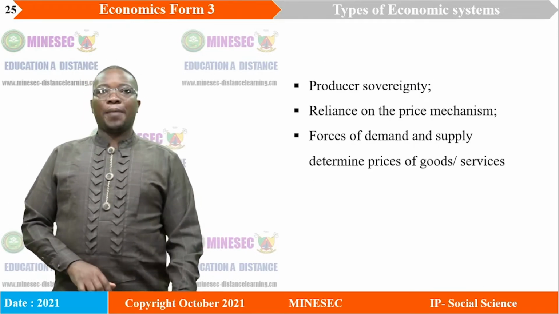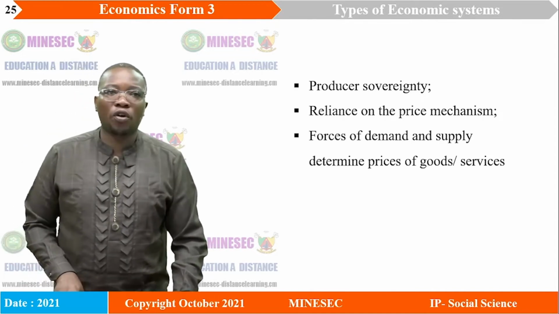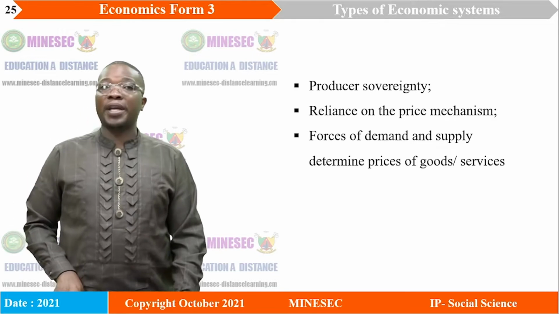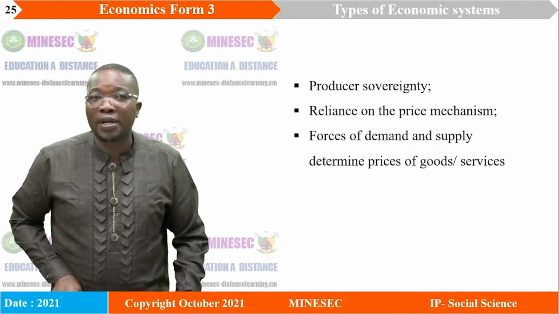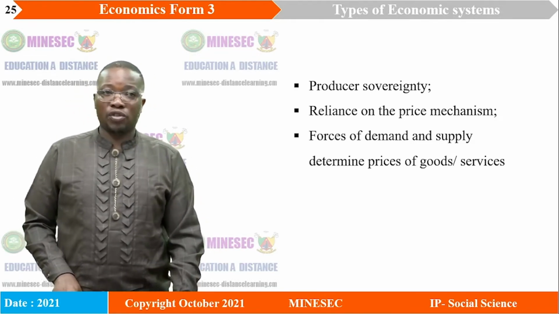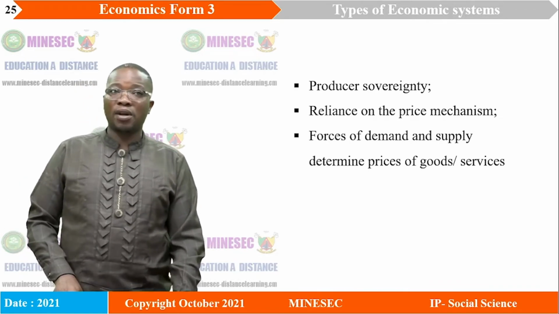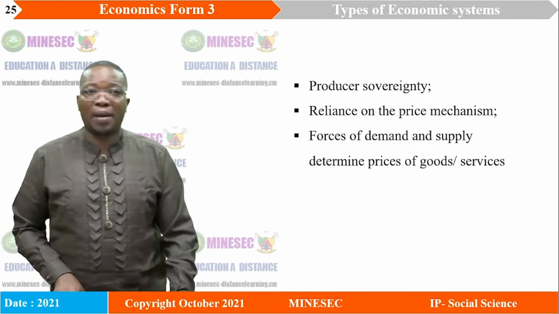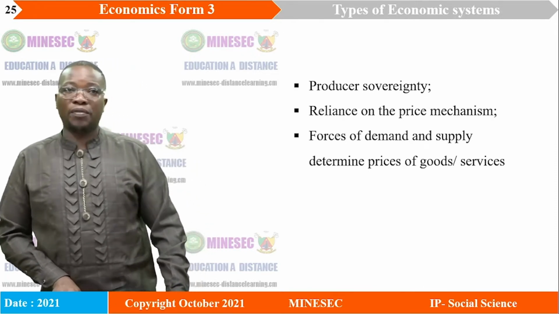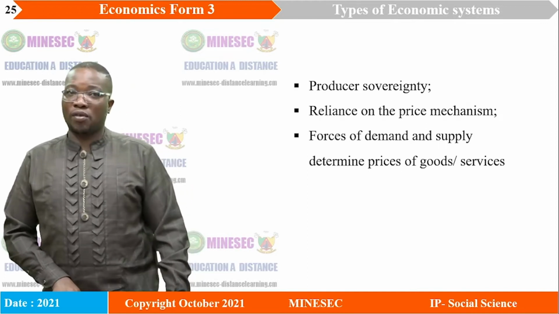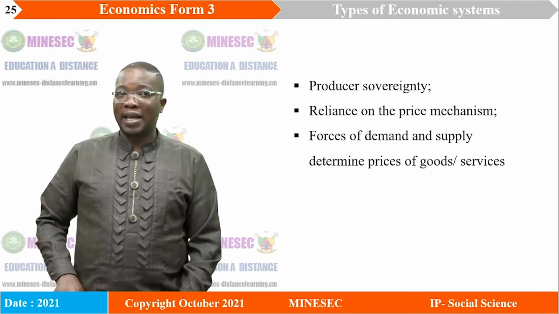Also, in this type of economic system, there is producer sovereignty. Producers also take decisions on what they can produce, since resources are owned by individuals and the government has little or no control in this type of economic system. So individuals can take a decision on what type of business or what production line they can get into.